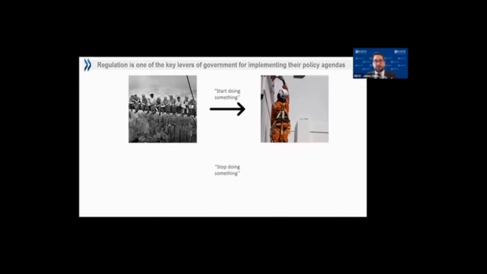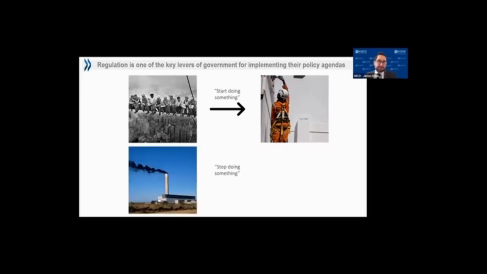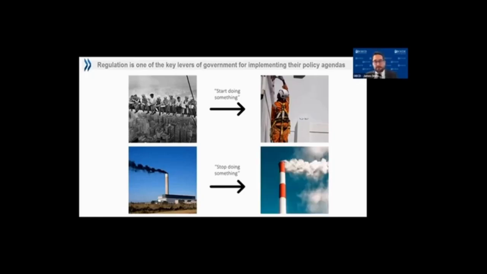And regulation has encouraged people to start adopting things like safety gear to help promote safety at the workplace, which keeps people employed, keeps people in their jobs, keeps jobs moving forward, and it's better for everyone involved. But then we also stop doing something. And here is maybe an overly dramatic photo of pollution coming out of a smokestack. And of course, regulation has encouraged the reduction of those pollutants and helped make a cleaner planet, which will be really important going forward.